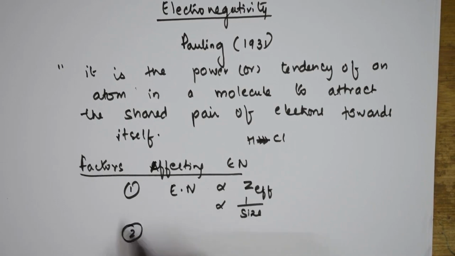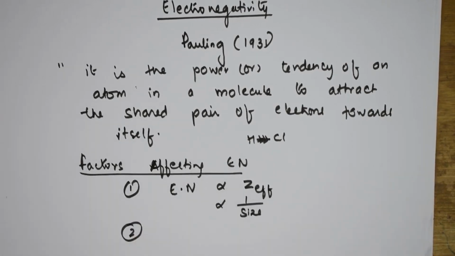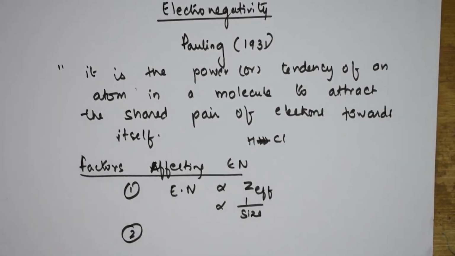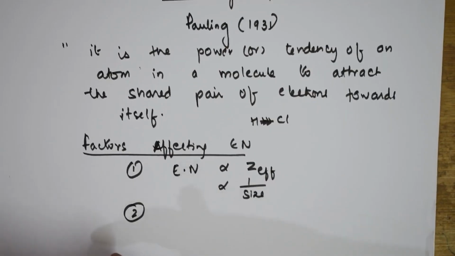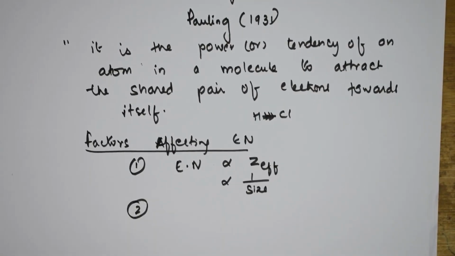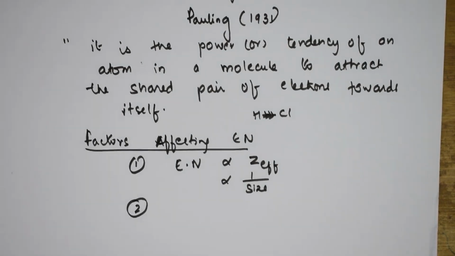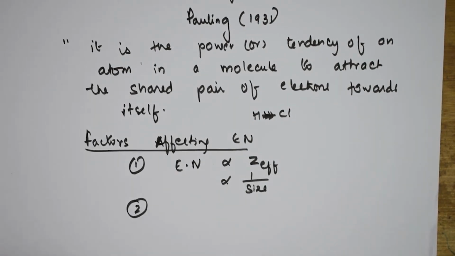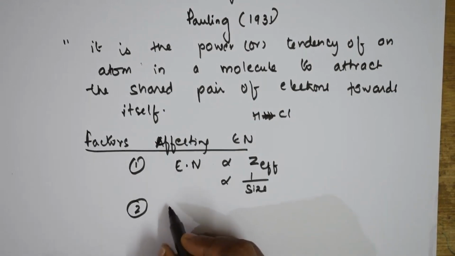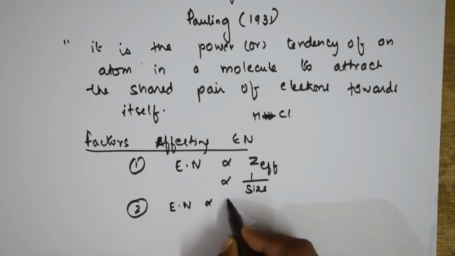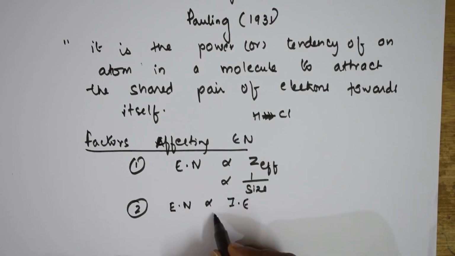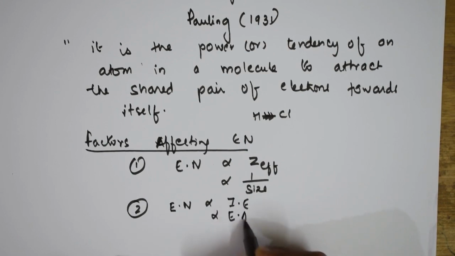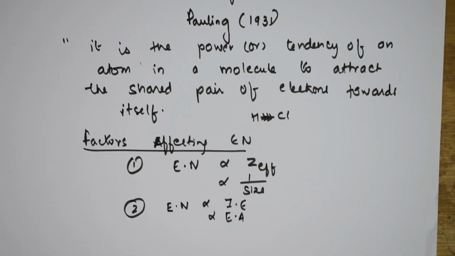Next important, now again I'm explaining the same. The whole explanation for this concept is done in the inorganic series or inorganic trick series. Please watch that video. There I've given the complete explanation. Here I'm directly writing it. Now, next, electronegativity is directly related to ionization enthalpy and also directly related to electron affinity.